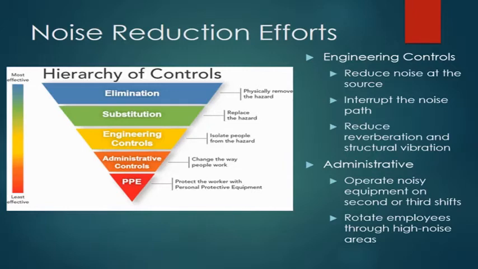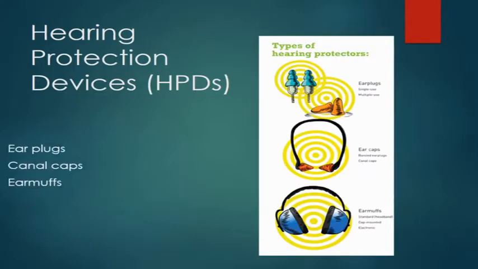Noise reduction efforts. There are different kinds of noise reduction efforts. Engineering controls, which is reducing noise at the source, interruption of the noise path, reducing reverberation, and structural vibration. Or administrative controls: operating noisy equipment on second or third shifts, and rotating employees through high noise areas.